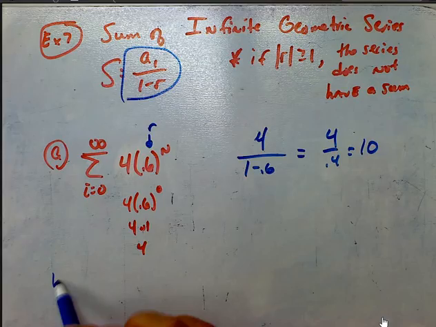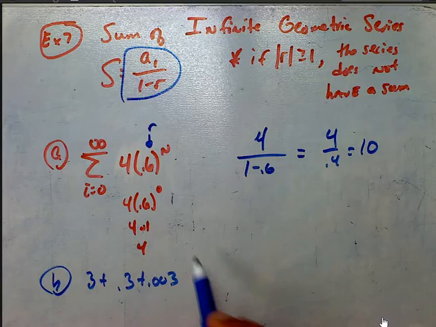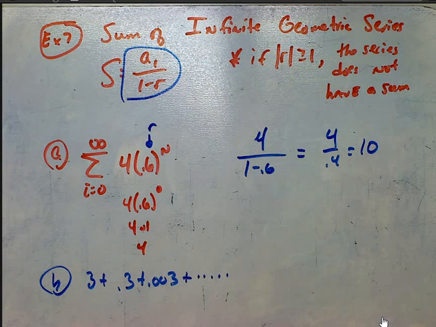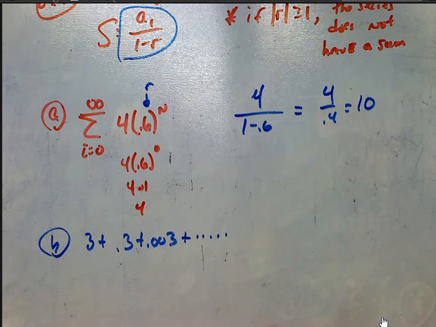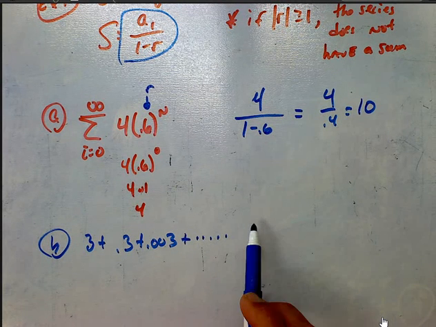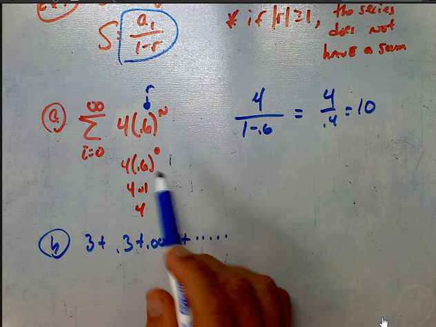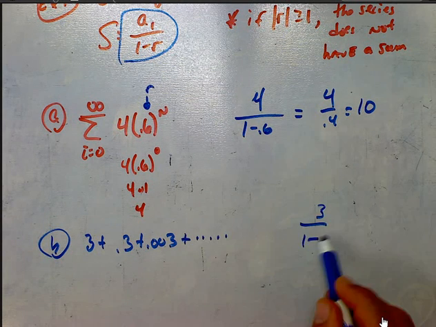Example 7b shows it like this: 3 plus 0.3 plus 0.03 plus 0.003 plus ... Alright, so I know this one's infinite because of the plus dot dot dot and it doesn't show a final term out here to the side. I know a1 is going to be 3 because it's the first term in the series. But what's r going to be?